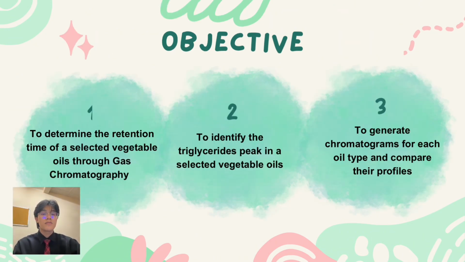Next, the objective. First, to determine the retention time of selected vegetable oils through gas chromatography. Second, to identify the triglyceride peaks in selected vegetable oils. Third, to generate chromatograms for each oil type and compare their profiles.